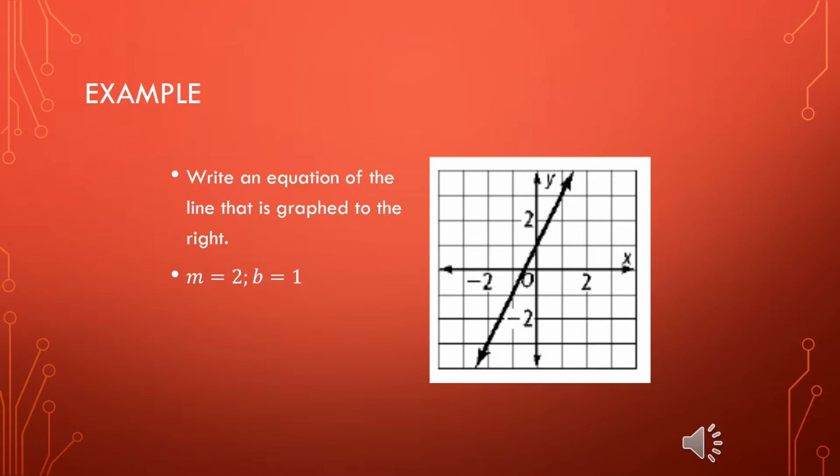My slope, you could take 2 points and find the slope, or you can count the number of boxes as it goes up. If you go at the point 0, 1 and count up 2 and over 1, that is your slope, 2. So the equation for this particular line is going to be y equals 2x plus 1.